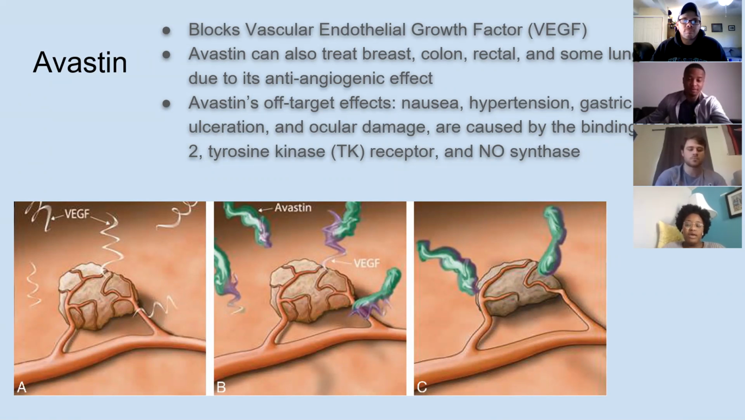Avastin can also treat breast cancer, colon cancer, rectal and some lung cancers due to its anti-angiogenic effect. Its off-target effects are nausea, hypertension, gastric ulcerations, and ocular damage, which are caused by binding to beta-2 receptors, tyrosine kinase receptors, and NO synthase, which causes the receptors to perform different functions than they are assigned to and cause these issues within the body.